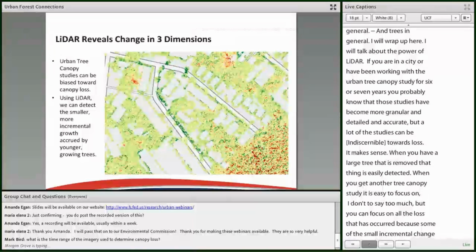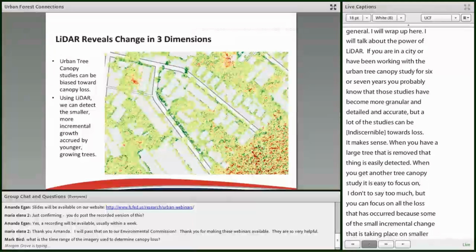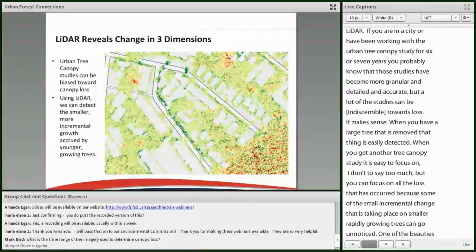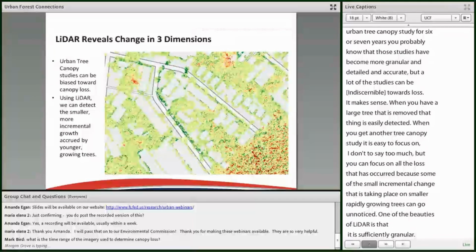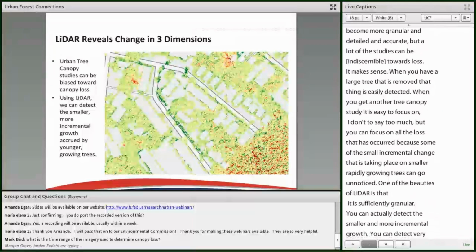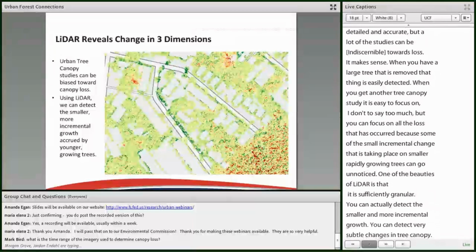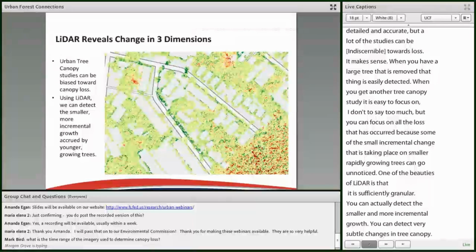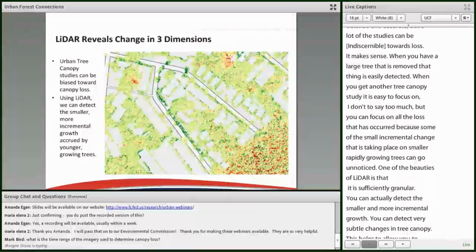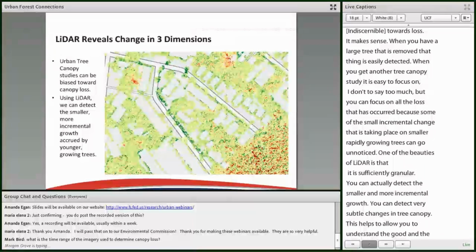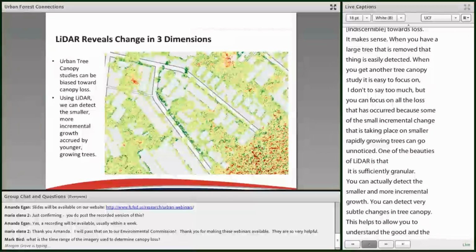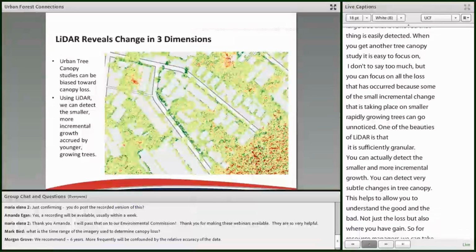And one of the beauties of LiDAR is that it's sufficiently granular that you can actually detect the smaller and more incremental growth. You can detect very subtle changes in tree canopy, which helps to allow you to understand the good and the bad. So not just the loss, but also where you've got gain. And so for resource managers such as ourselves, we can take that and try to understand if the plans we have devised for managing this resource are working.